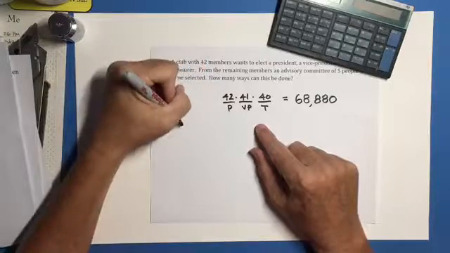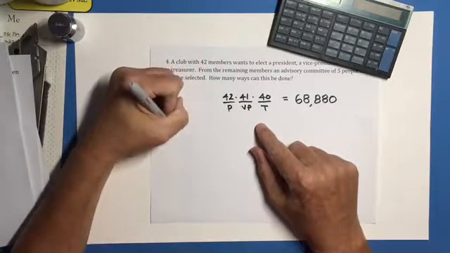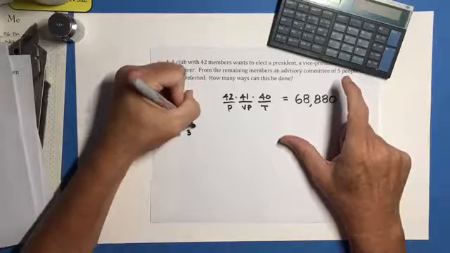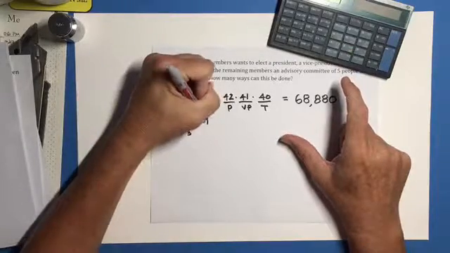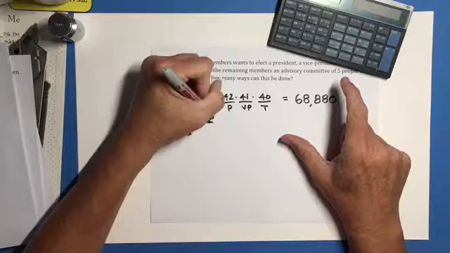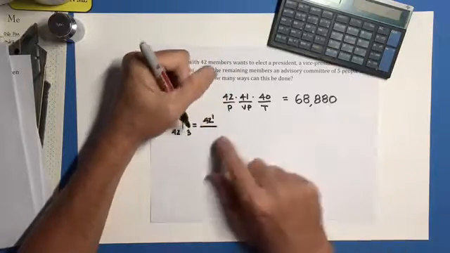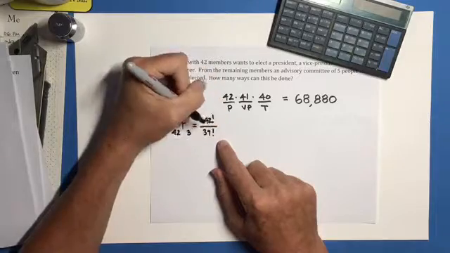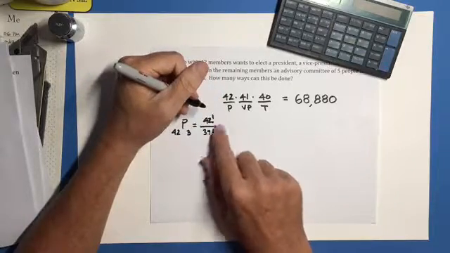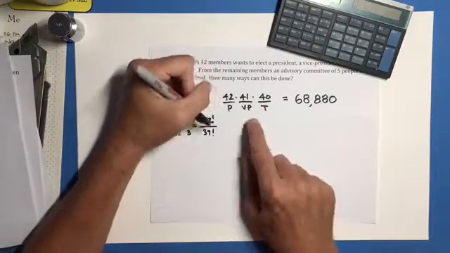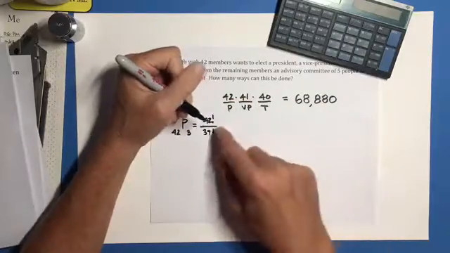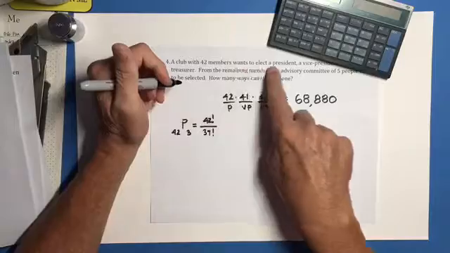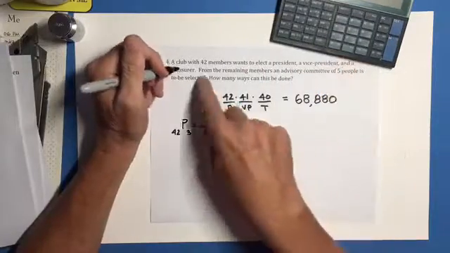And if you were going to write this out formally, you would say 42 P 3, which would be 42 factorial divided by 42 minus 3 factorial, which is 39 factorial. That means everything from 39 on down is going to cancel out, and we're left with 42 times 41 times 40. So that's that. Okay. So that's how to select the president, vice president, and treasurer.